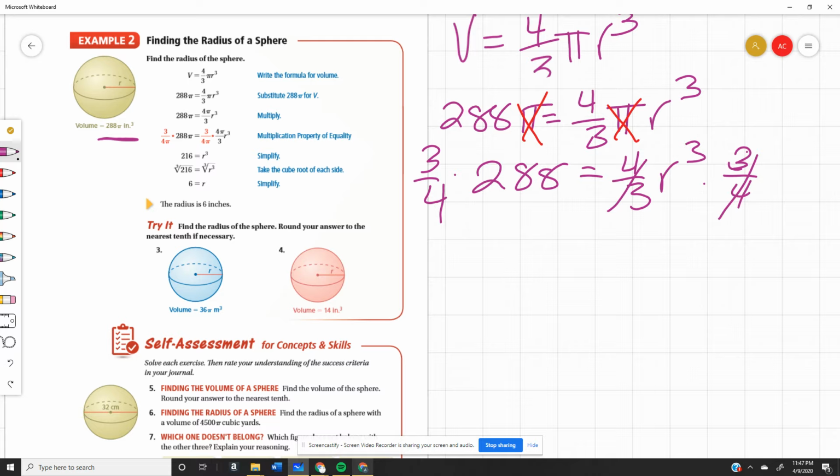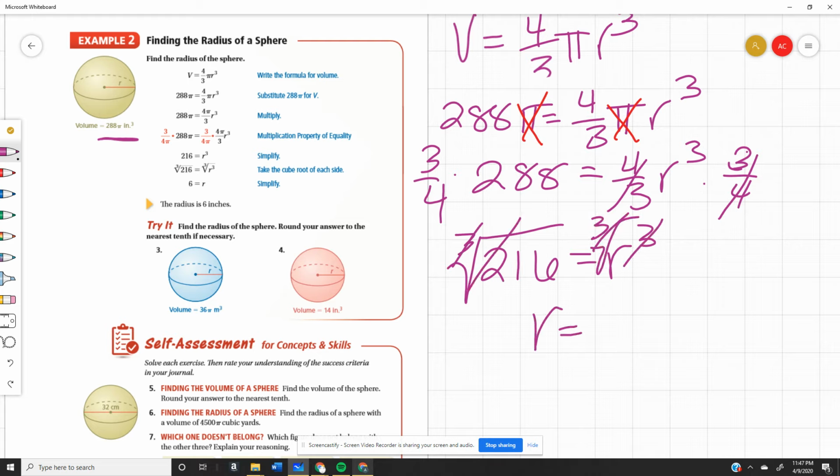Okay, and this just makes it a whole lot simpler. I don't have to deal with that whole pi thing. I do the same thing. 3/4 of 288 is 216 equals r cubed. I still have to cube root it, and I still get that r equals 6.